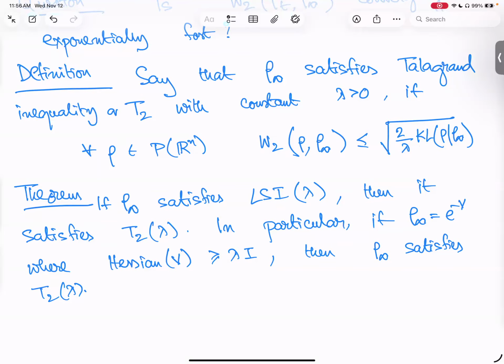Good. Is there any theory for how tight that bound is? It is known that Talagrand inequality does not imply logarithmic Sobolev inequality, so the other way does not go. And so Talagrand inequality is strictly weaker, if that answers your question.